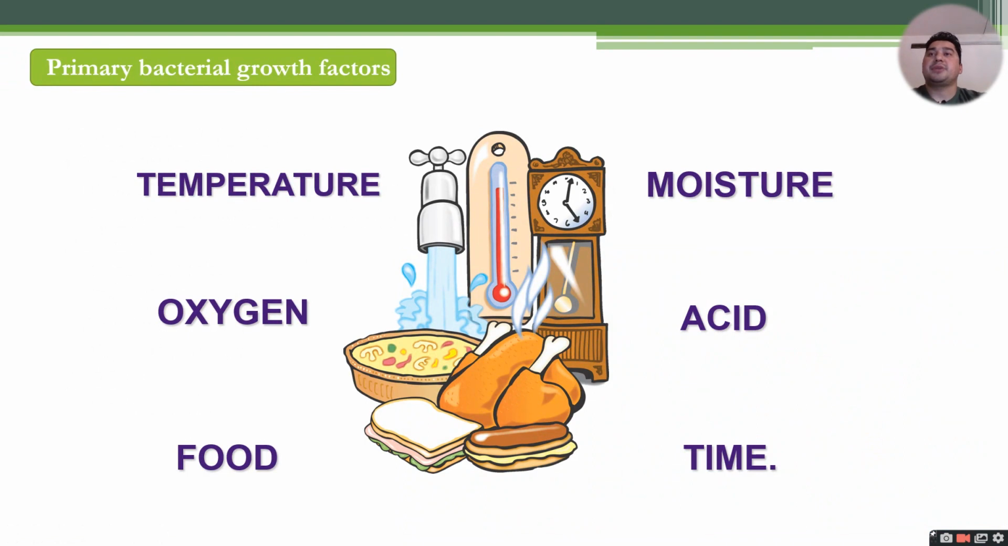The primary bacterial growth factors are the things bacteria need to multiply. Without these things, bacteria will not multiply. We can remember all these 6 words by one word. We are calling it FATOM: Food, acid, time, temperature, oxygen, and moisture. These are the certain requirements which bacteria need to multiply.